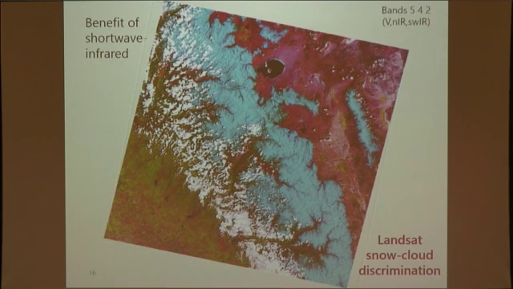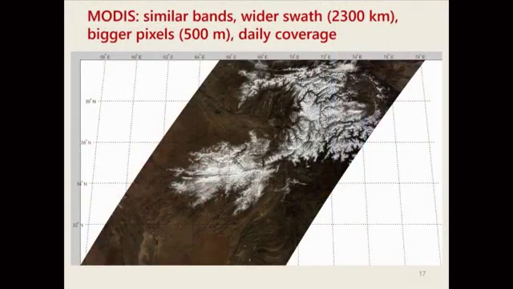The clouds are blue? No. The clouds... Never seen blue snow. Well, is that Eastern Sierras? That's Mono Lake. Mono Lake. Ah, okay. All right.